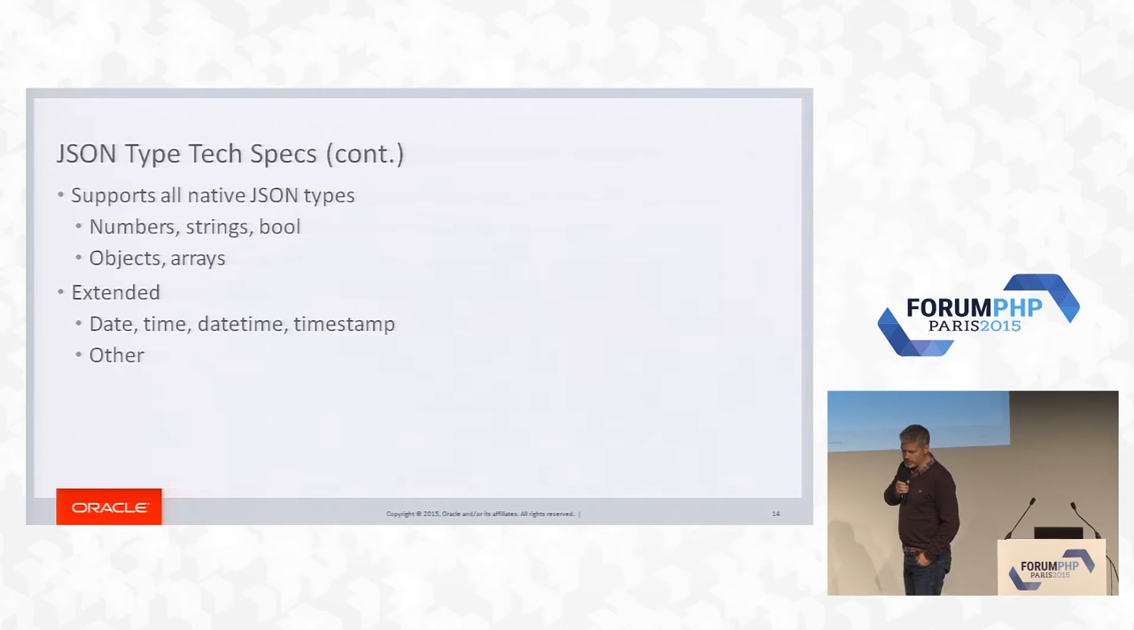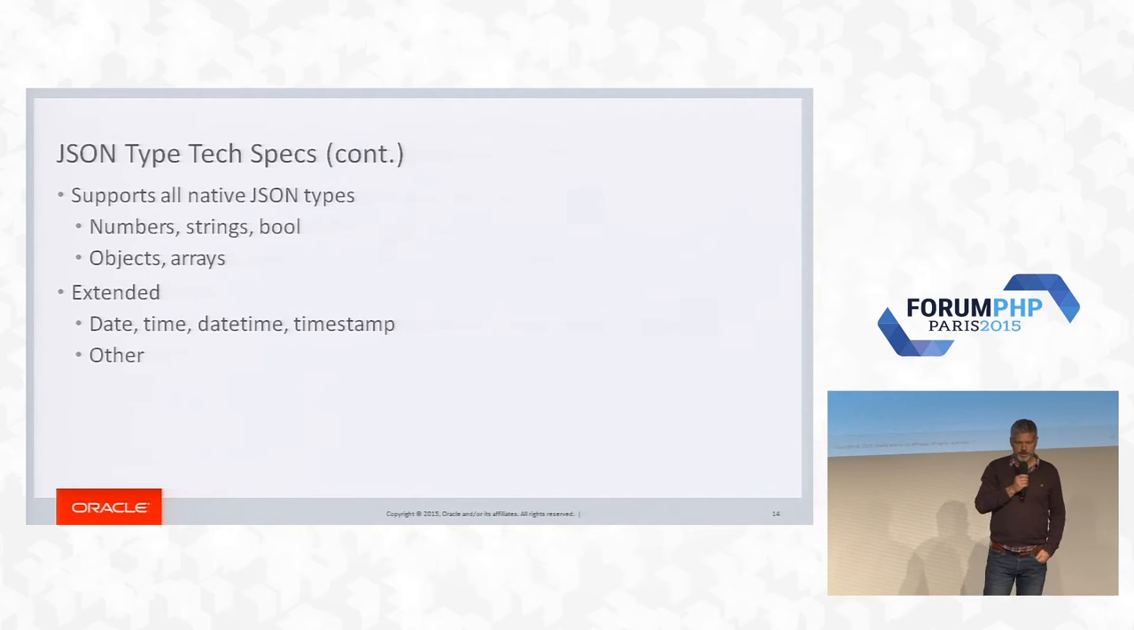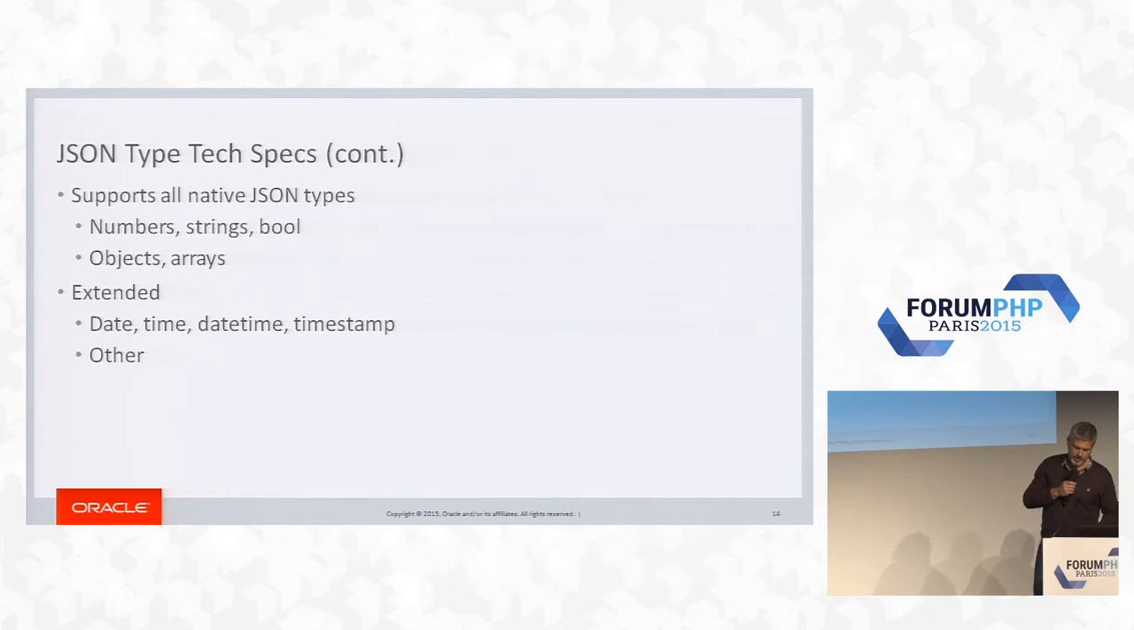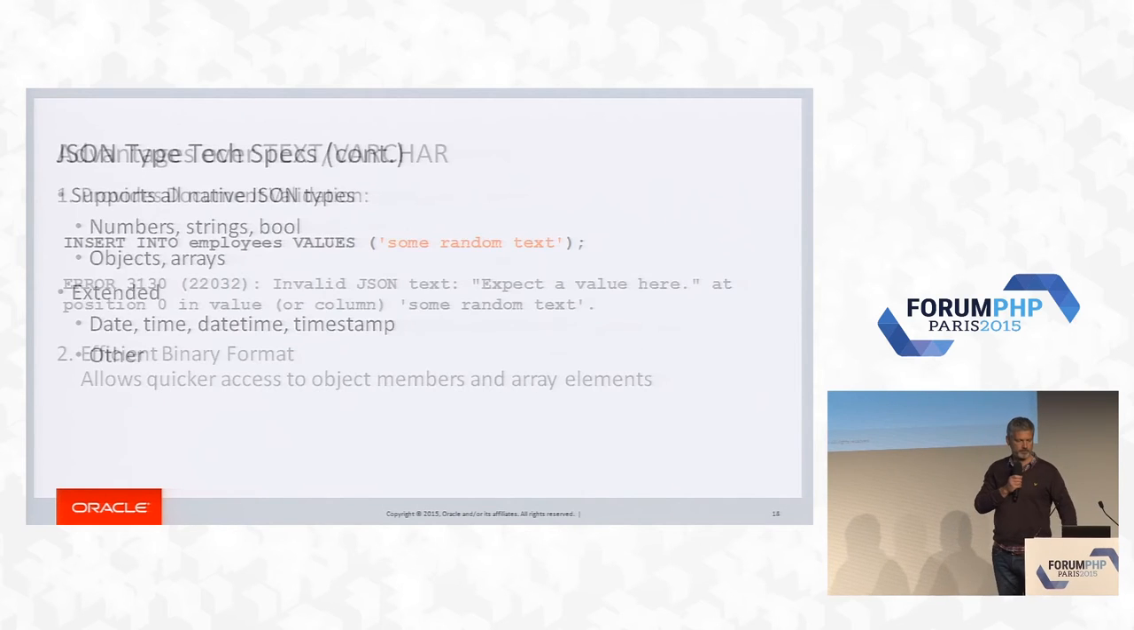It supports all the native JSON data types, like numbers, strings, booleans, objects, arrays, but we have also extended it to include date, time, timestamp, and some others, so you can read all the details in the documentation around that, of course.